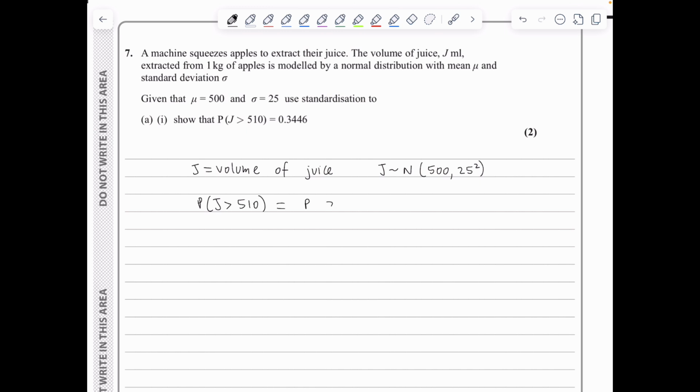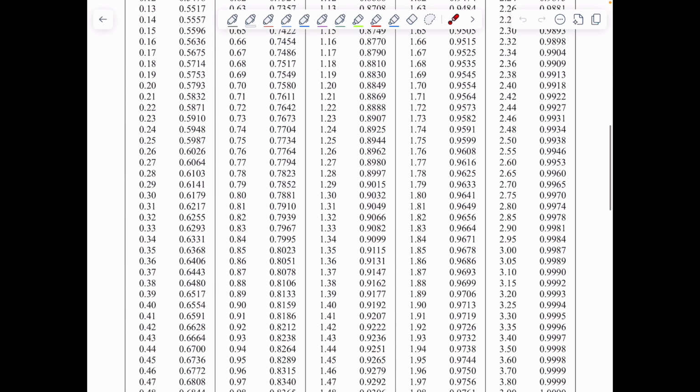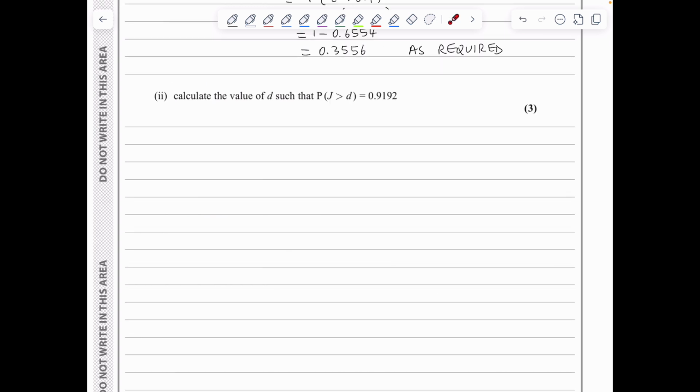It's the probability of Z greater than 510, and I will deduct the mean of 500, and I will divide by the standard deviation of 25. This leads to the probability of Z being greater than 0.4, which I will write as 1 minus the probability of Z being less than 0.4. And going to the table of values for the normal distribution, for 0.4, we read off the value of 0.6554, which means we're looking at 1 minus 0.6554, which gives an answer of 0.3446 as required.